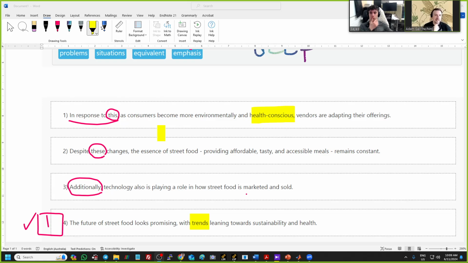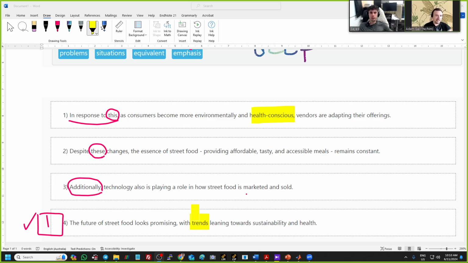In response to this, as consumers become more environmentally and health conscious, vendors are adapting their offerings. So it makes sense that the response is to the trend leaning towards sustainability and health. That is, there's a back and forth. So now we're understanding that there's a trend. A trend is often about what people want. It's about like fashion trends or preferences developing. And then we would assume, so that's a change and people are adapting their offerings.